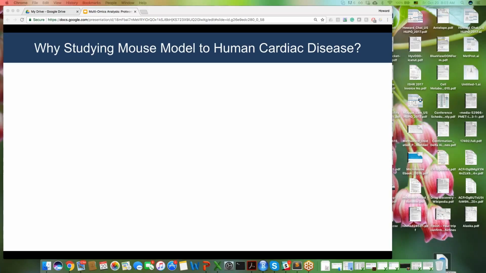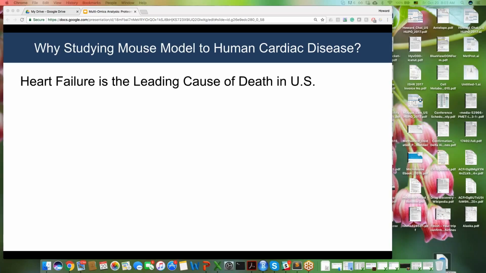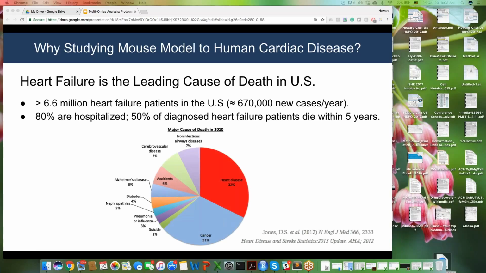So I will start with giving some background and the motivation of our study. So why study mouse model to the human cardiac disease? Heart failure is the leading cause of death in the US. According to the AHA statistical updates, there are more than 6.6 million heart failure patients in the US, and approximately 670,000 new cases are reported every year. And among the patients, 80% of them are hospitalized, and 50% of diagnosed patients died within 5 years.